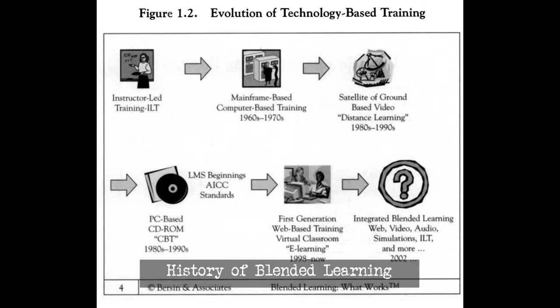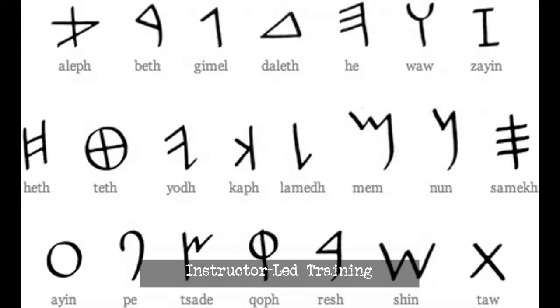This is a timeline of the history of blended learning. The timeline begins with instructor-led training or instructor-led learning. This form of teaching stems from the roots of early civilizations. The Phoenicians developed the first form of the alphabet. This led to the teachings of reading and writing from scholar to pupil.